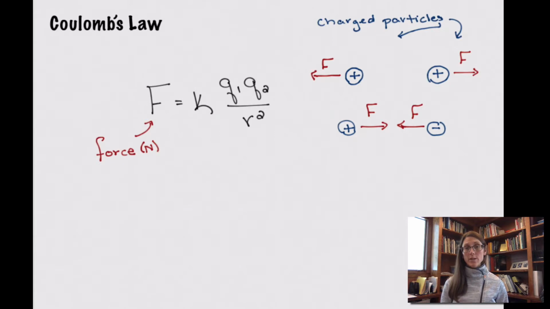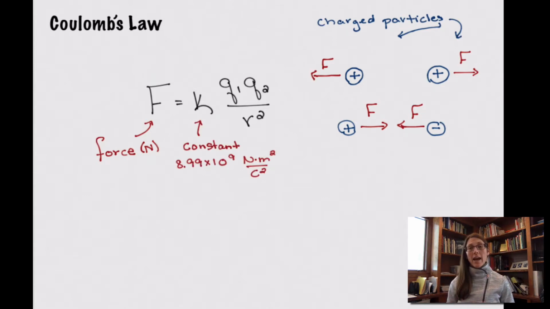So that force has the symbol F, and formally it is going to have units of newtons. However, we're not going to be mathematically solving for that force, so we will rarely have an actual value that is going to be a number with the unit newton on it. K is a constant, and since we're not solving for it mathematically, we're not going to worry too much about what the value for that constant is. What's important is the rest of this expression, that Q1 Q2 over R squared.